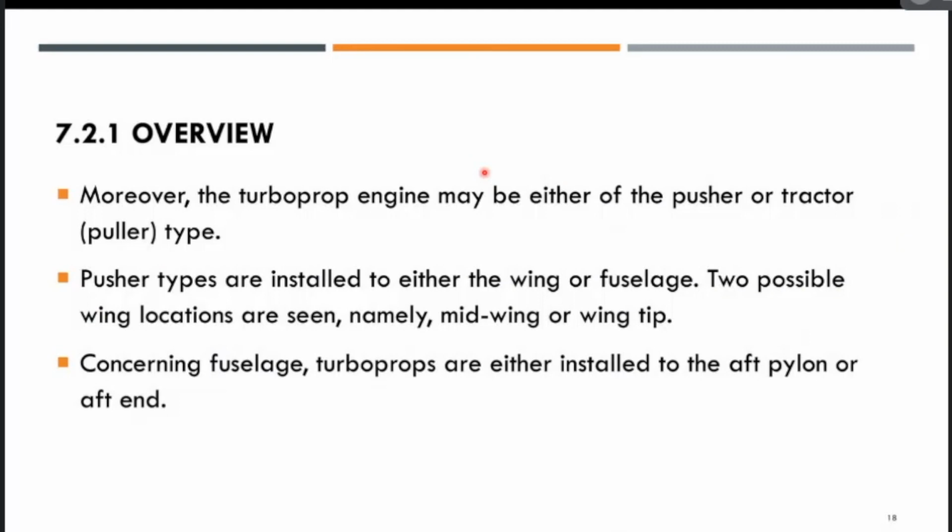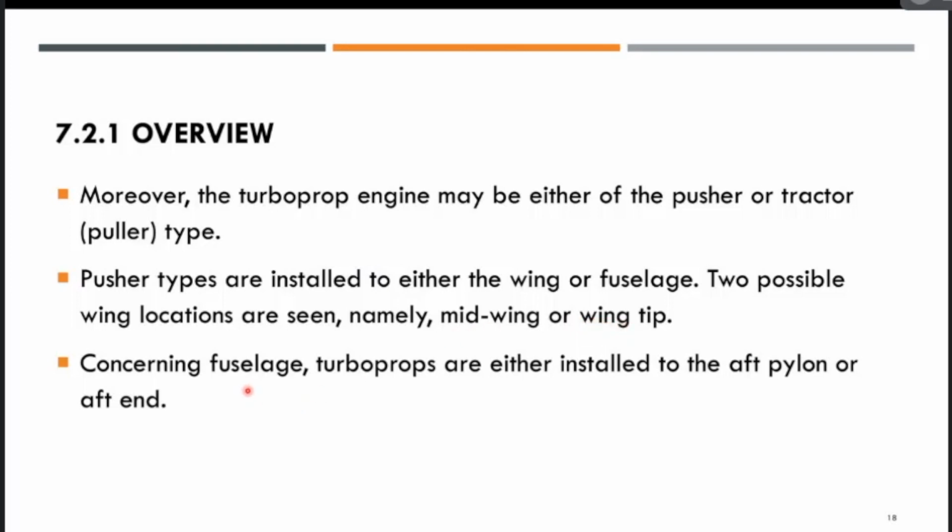Moreover, the turboprop engine may be either of the pusher or a tractor type. It can be either that the propeller is in front of the engine or installed behind the engine. A pusher type turboprop engine is installed on either the wing or the fuselage, and two possible wing locations are seen, namely mid-wing or the wing tip, depending on the configuration, with the engine installed at mid-wing or at the front of the wing tip.